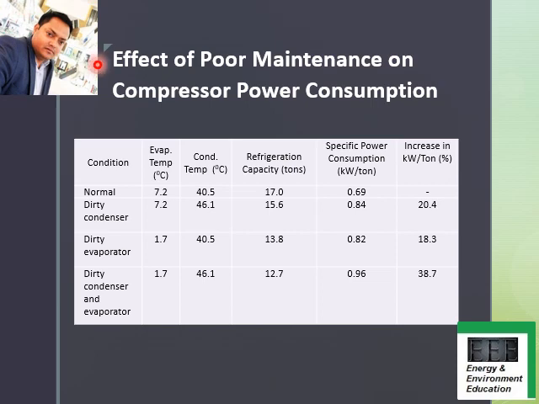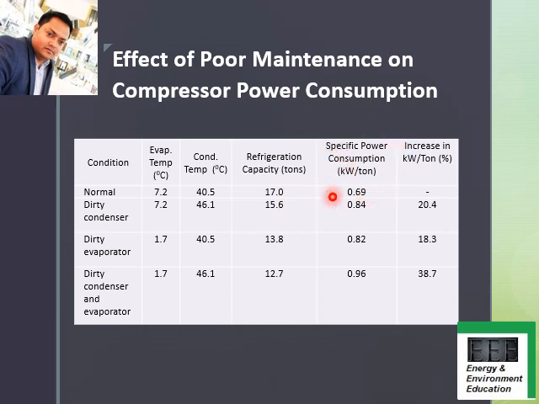So this is also an important concept for you to understand, friends, and it is based on the last two slides that we saw, that is the evaporator temperature and the condenser temperature. What we saw in the last two slides is that we have to keep the evaporator temperature as high as possible and the condenser temperature as low as possible. Now if you see this particular table, in the normal condition the evaporator temperature is, suppose, 7.2, condenser temperature is 40.5, and the refrigeration capacity is 17.0, specific power consumption is 0.69.